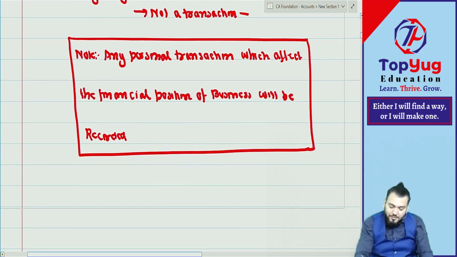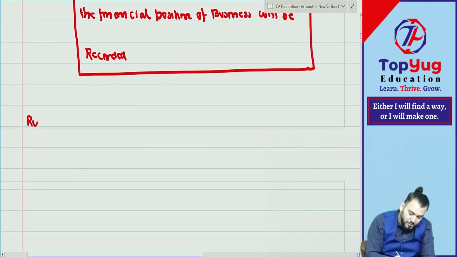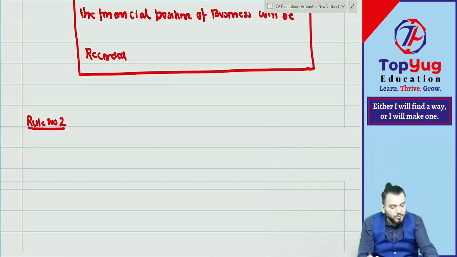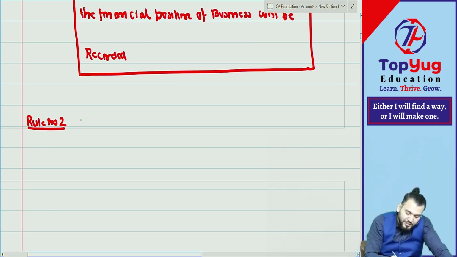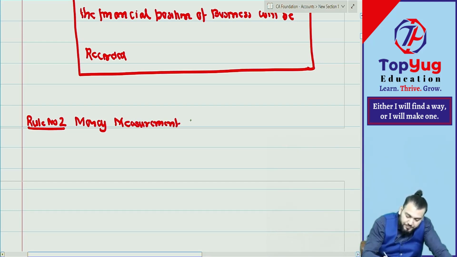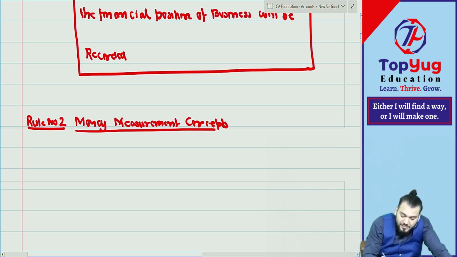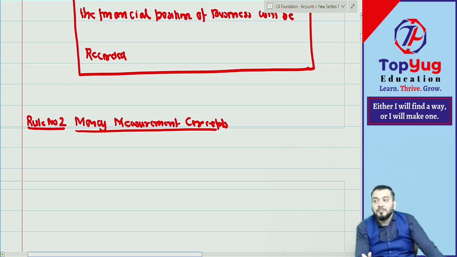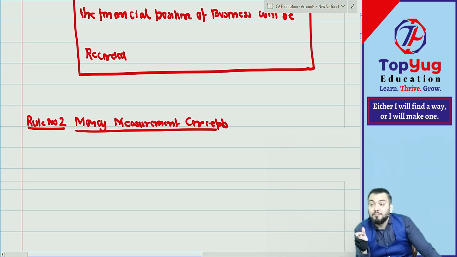Now, come to rule number two. What is rule number two? Rule number two is the money measurement concept. Now, as per this concept, what we have assumed is that only those transactions which can be expressed in money value will be recorded. That is an assumption.